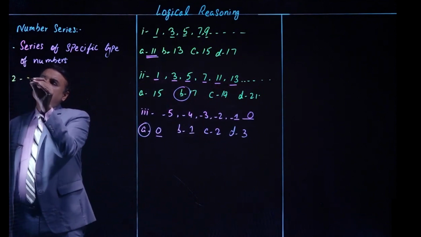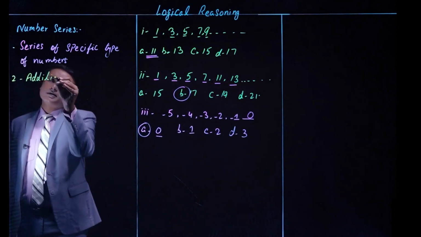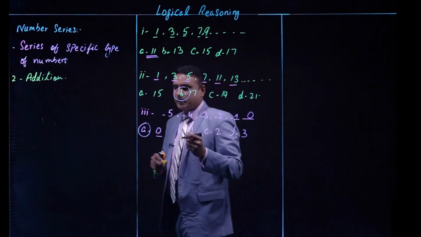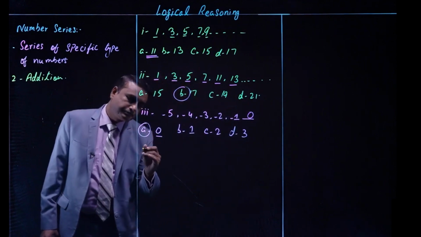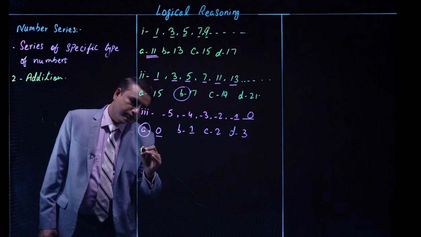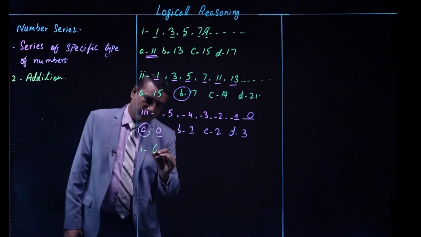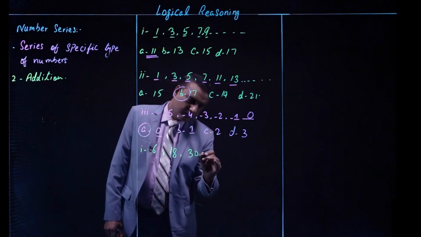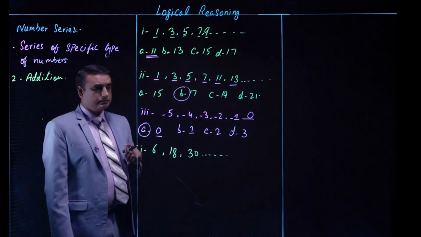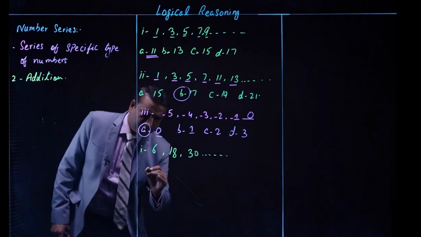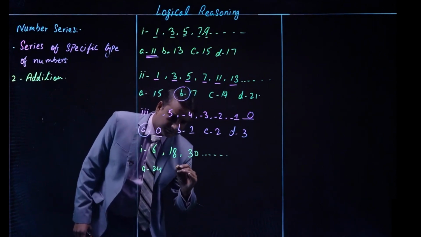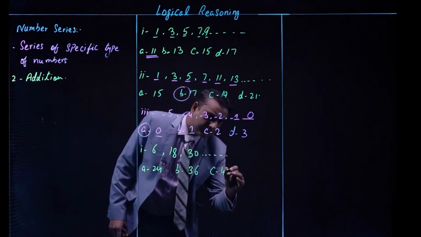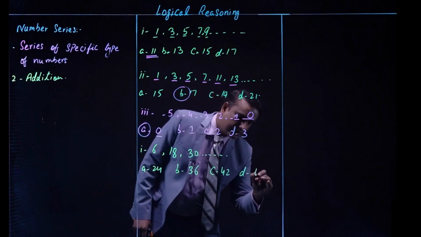Second important thing is about addition. Now series can be created using this basic function. For example, if I say 6, 18, 30, and they give you the option 24, beta 36, Charlie 42, and delta 48.